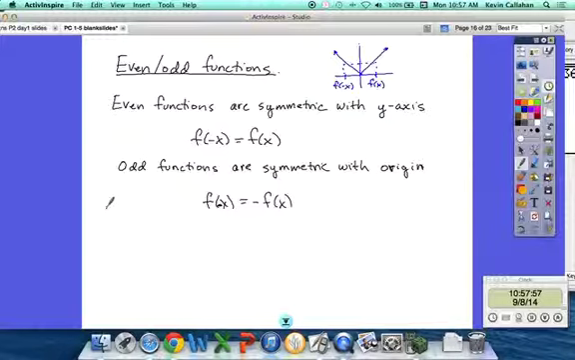Odd functions are symmetric, and this one's a little harder to see, but we'll see it on the next slide. Odd functions are symmetric with the origin. Okay, and the test that we use is f of negative x equals negative f of x. Meaning if I have a function like, well, even like a straight line like this. So here's my x, right? F of x is this.